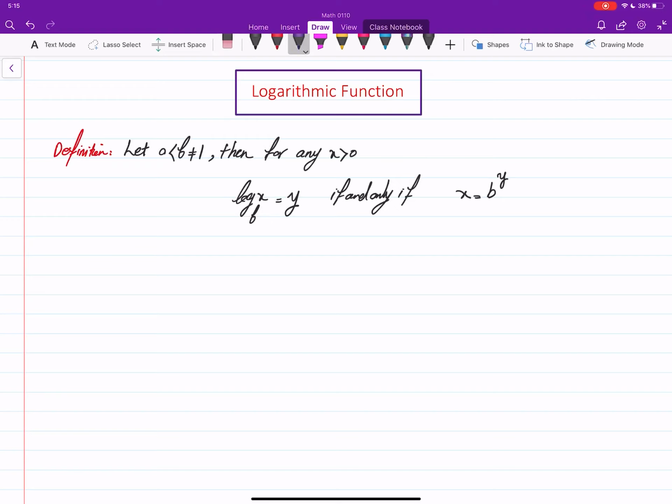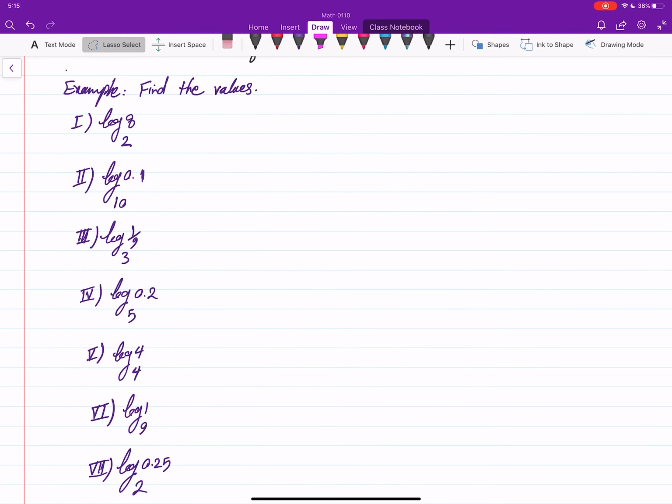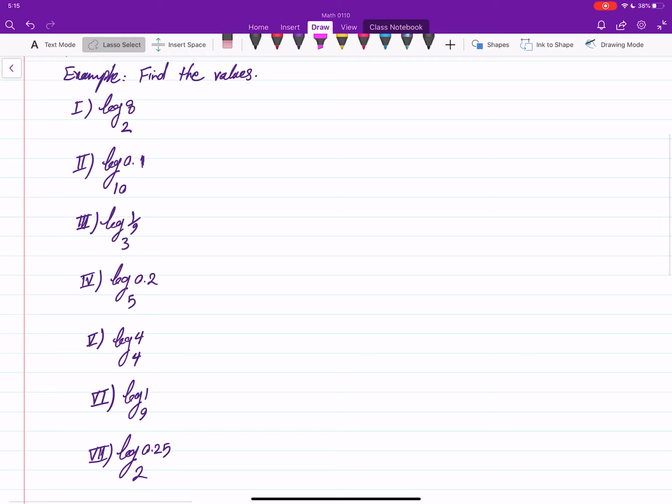Let's do some examples and we go from there. Okay, so log of 8 base 2. What is the number that, when you put it in the power of 2, you get 8? Well, here you see 2 to the power 3 is 8. So that 3 is log of 8 base 2.